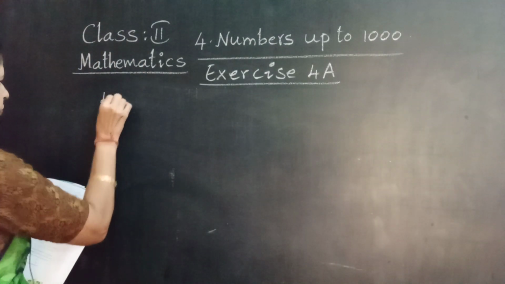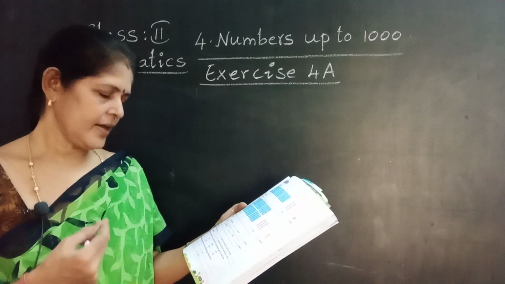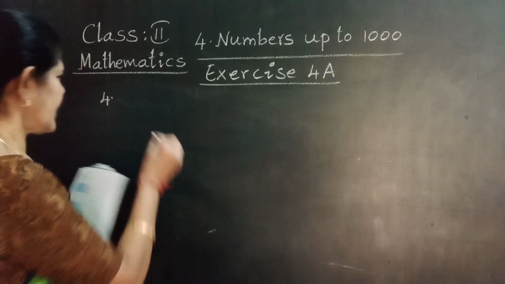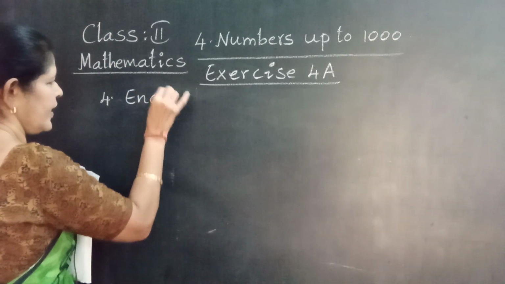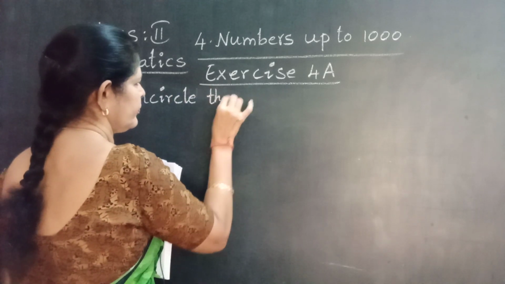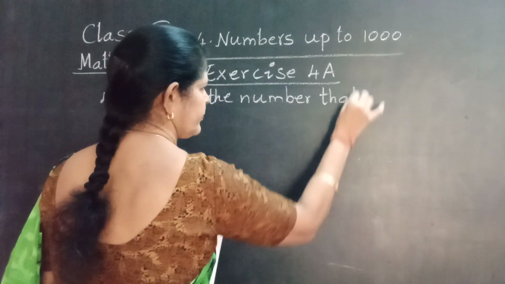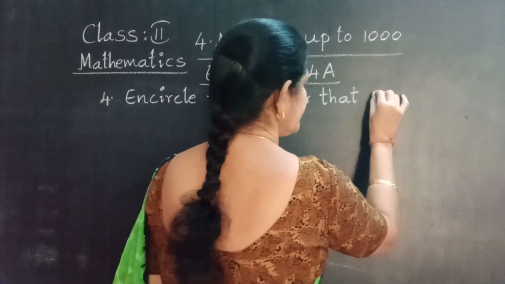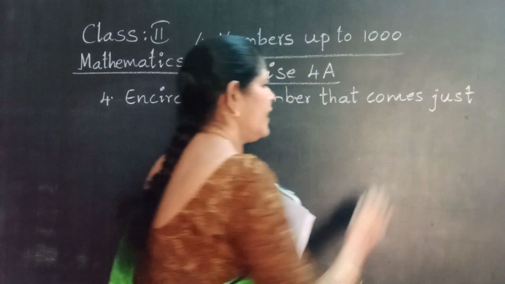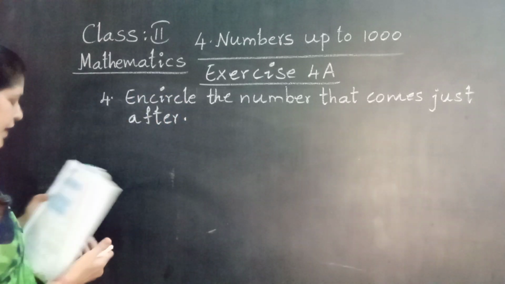Now fourth Roman. Here we are going to encircle the number that comes just after the numbers given below. Encircle the number that comes just after. That means here we are going to circle the number which comes after the given numbers.